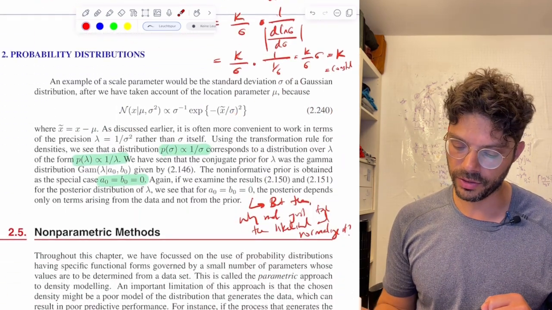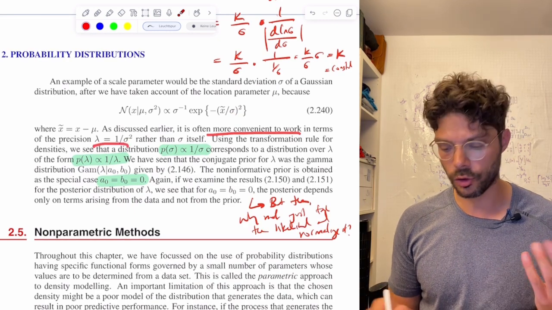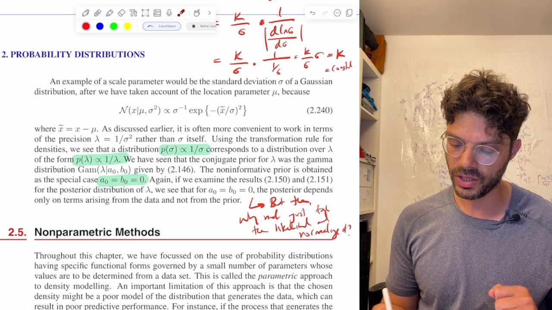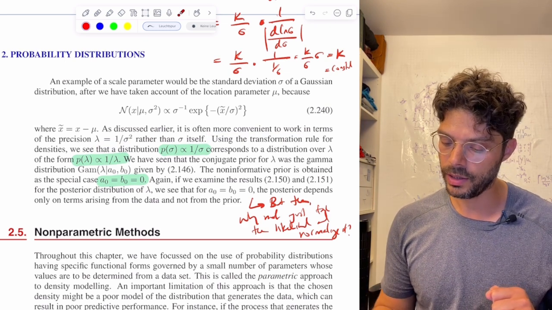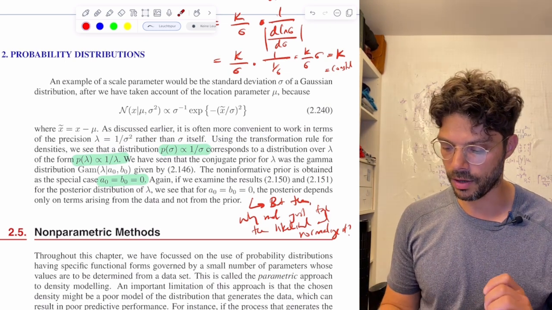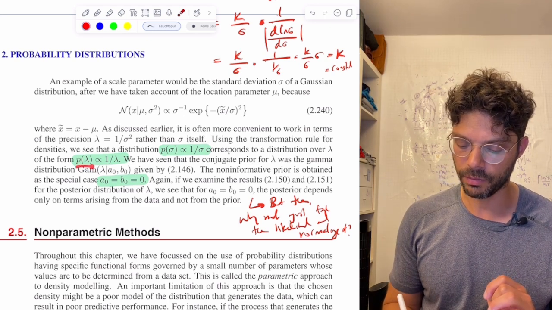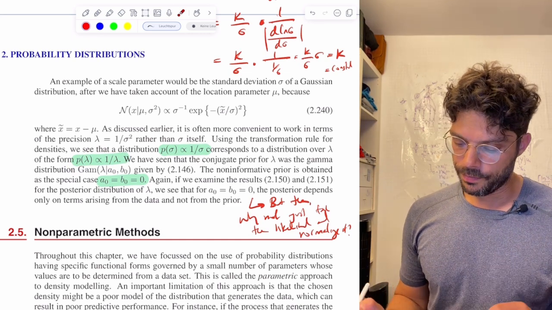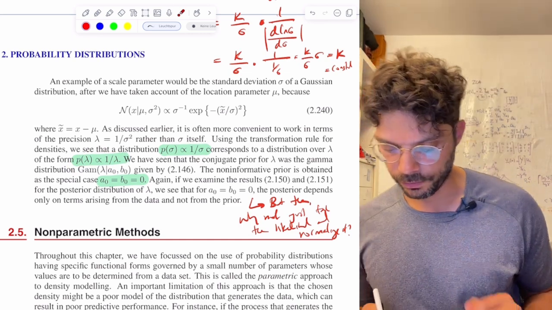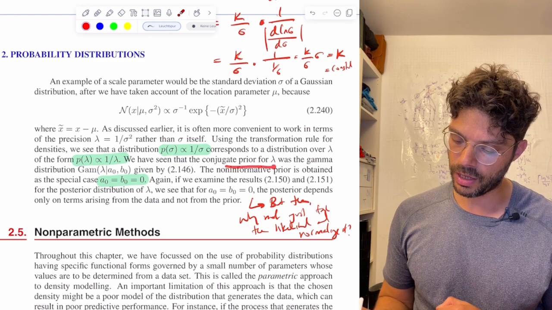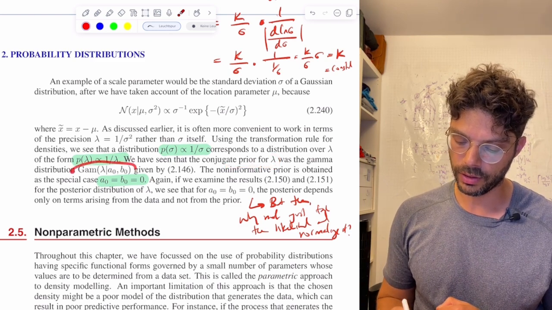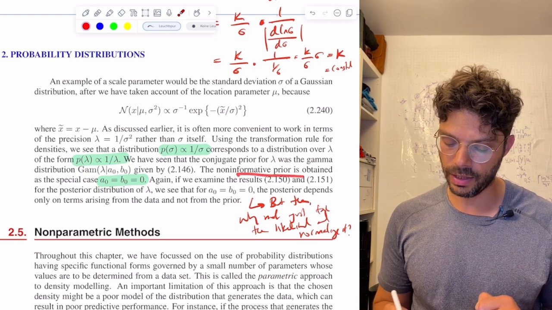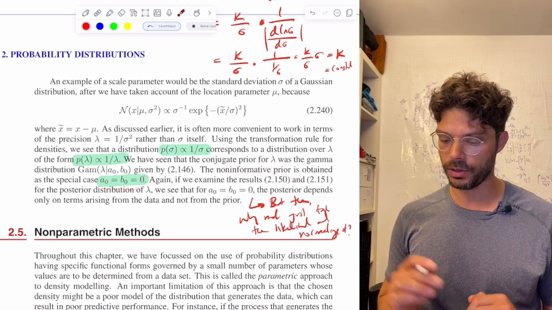Now, as discussed earlier, it is often more convenient to work with the precision rather than sigma itself. Using the transformation rule for densities, we see that a distribution P of sigma proportional to 1 over sigma corresponds to a distribution over lambda of the same form. I'll leave that as an exercise for you to do. We have seen that the conjugate prior for lambda was the gamma distribution with the parameters a naught and b naught. The non-informative prior is obtained for the special case a naught and b naught equal to 0.